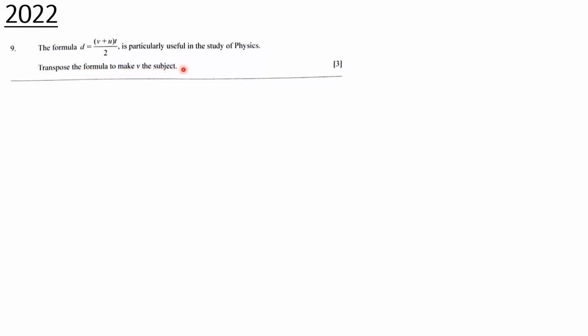When we're looking at transposition, we're trying to make a particular variable the subject of the equation. When they ask us to make V the subject, you see where D is? That is where we want V to be. Currently D is the subject of this equation, but we want V to be right here and everything else on the other side. We have to use the laws of algebra to get V on the left-hand side and everything else on the right-hand side.